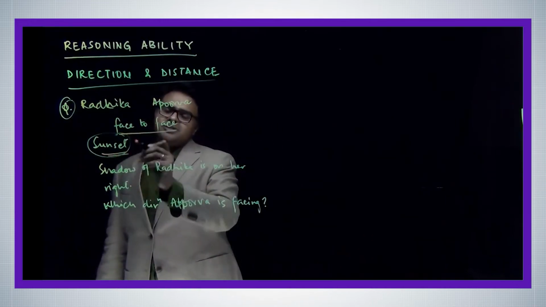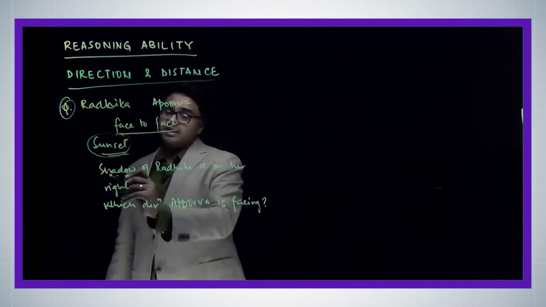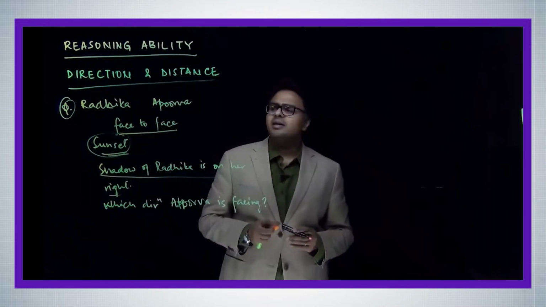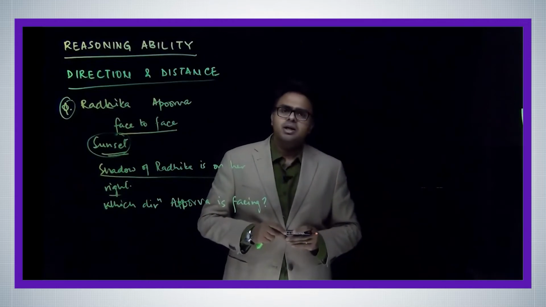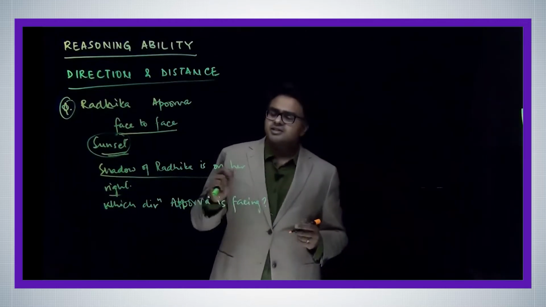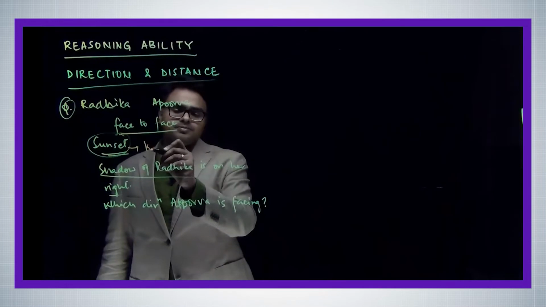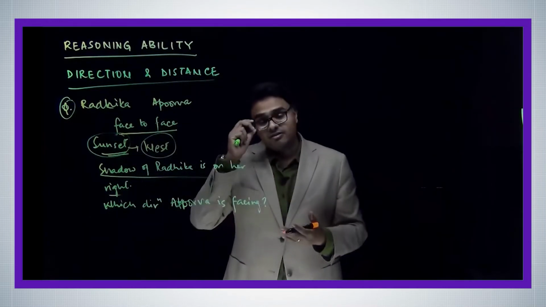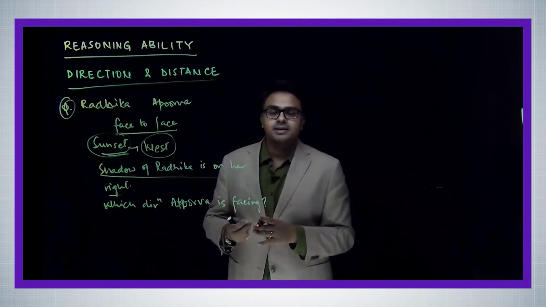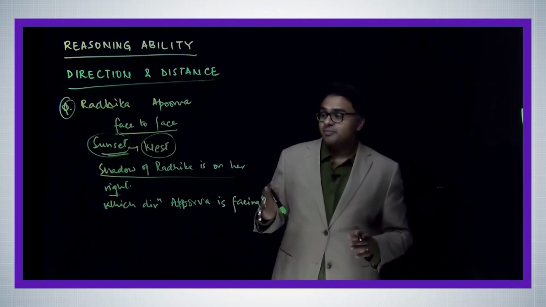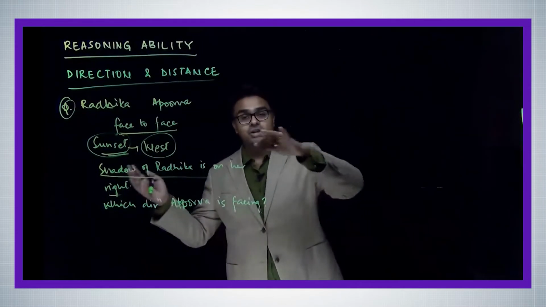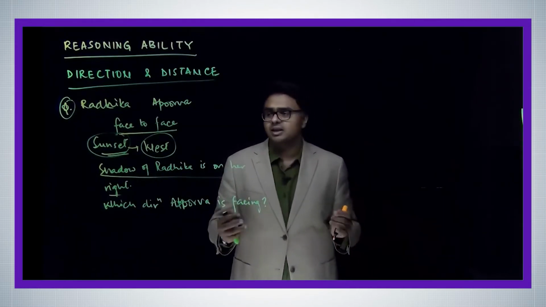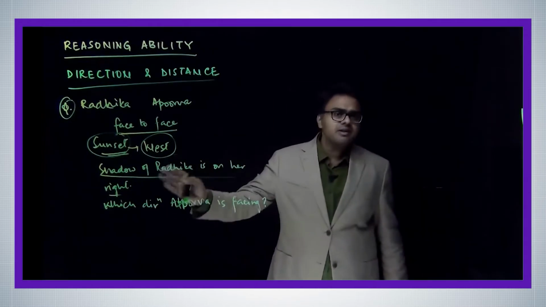Second is that it is sunset time and the shadow of Radhika is on her right. Now why have they given that the time is sunset time? Because where does the sunset happen? The sunset happens in the west. We all know that. I presume you all have this much GK. If you don't, then go read some books first. The sun rises in the east and goes down in the west. That is most basic GK. A kindergarten student will know that. So, the sun sets in the west.